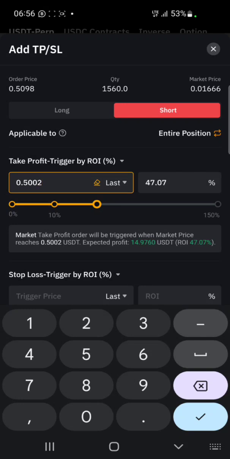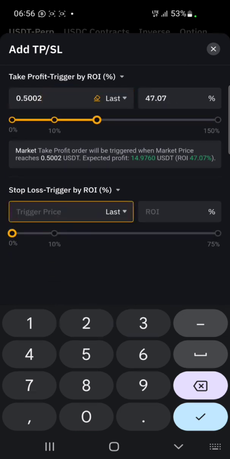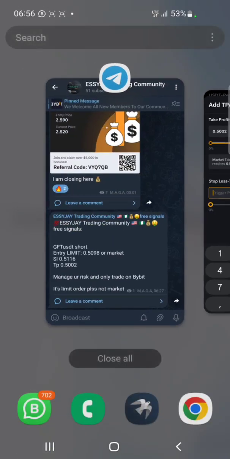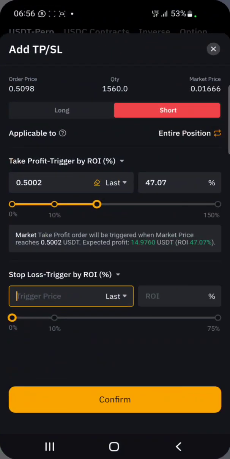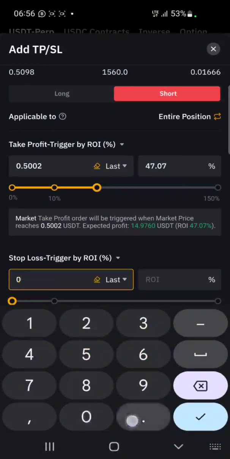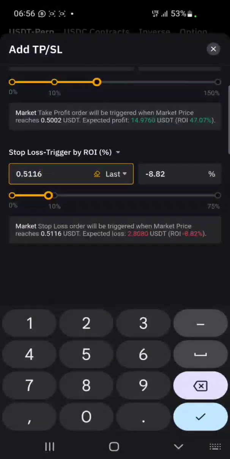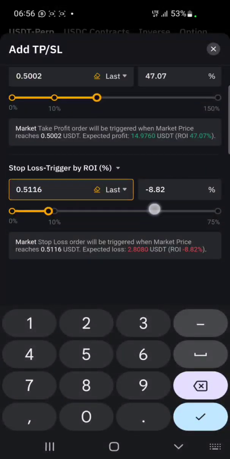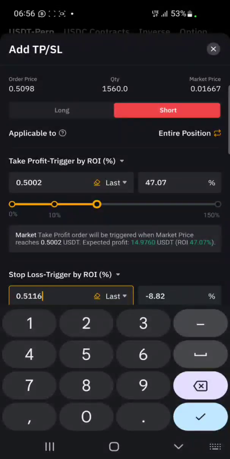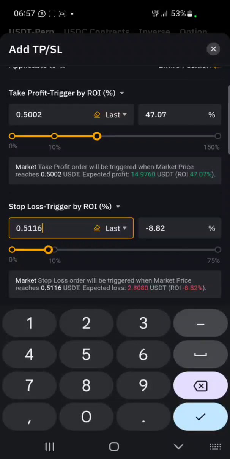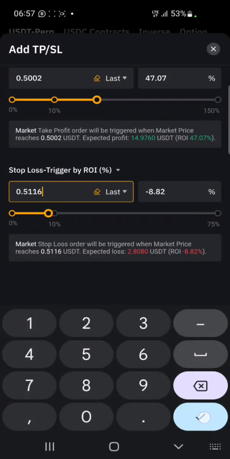So margin is also capital, but when you are trading, the amount you are using to trade is your margin. So $14 is your return. Then when you set your stop loss, 0.5116. In this trade, you are going to lose $2, which is 8%, and you are going to gain $14 if it moves as planned. Sure, you understand? Or if it moves against you, you are going to lose $2.